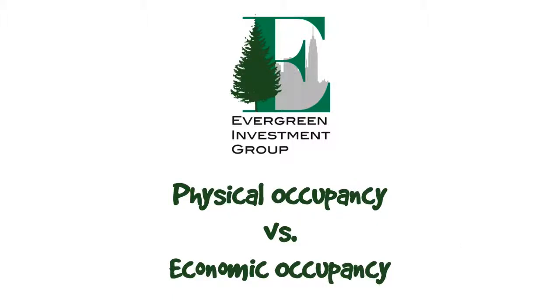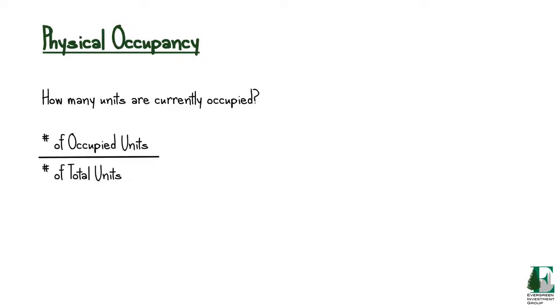I'm with Evergreen Investment Group, and I'm here to talk to you today about the differences between physical occupancy and economic occupancy. Physical occupancy is defined as how many units are currently occupied, and it's calculated by dividing the number of occupied units by the number of total units.